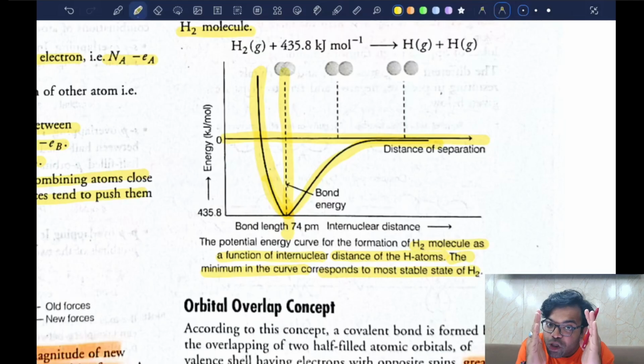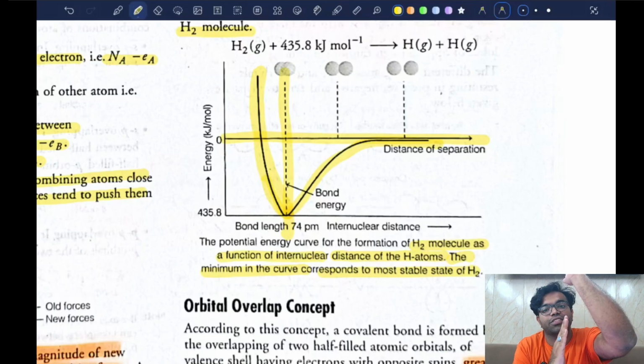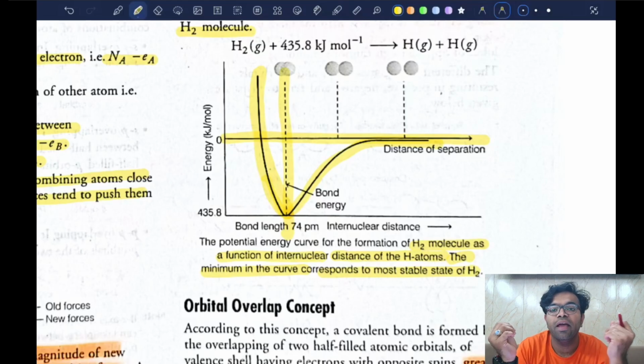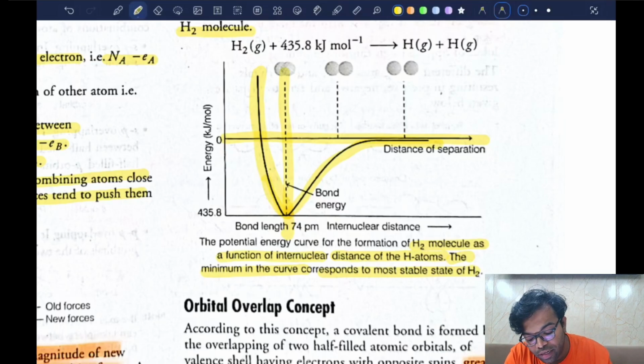If you bring them much closer than that, what will happen? The potential energy will just start to burst and increase. The repulsion between the two nuclei will be very large. Therefore the overall potential energy will also be very large. Understood? So this is how the whole system works.